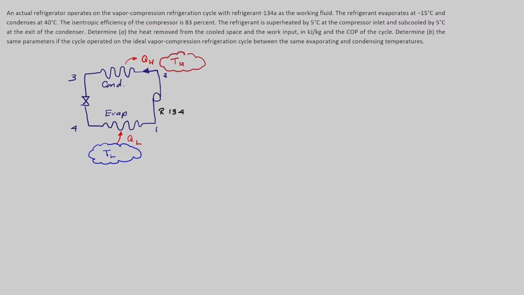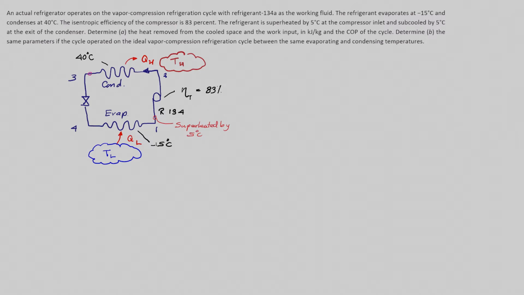We know that our refrigeration system is using R134a as its refrigerant. The evaporator is operating at minus 15 degrees Celsius and the condenser is operating at 40 degrees Celsius. We are told that the isentropic efficiency of the compressor is 83%, the compressor output is superheated by 5 degrees Celsius, and the condenser output is subcooled by 5 degrees Celsius.